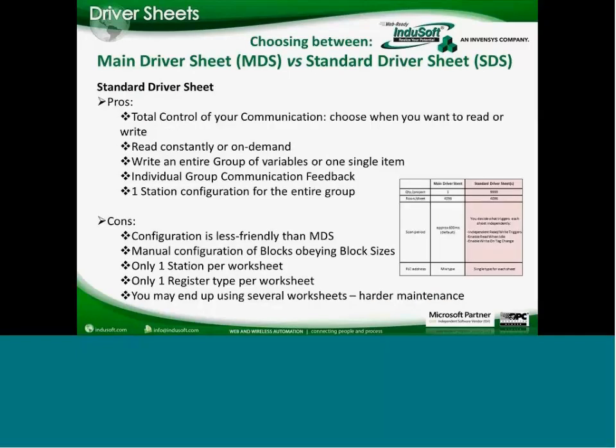When you go to the standard driver sheet, you start with the pros. You can have total control of your communication. You can have tags on those fields for the read trigger and for the enable read when idle, and during your application you enable the communication or not to that specific group. You can read constantly or on demand, and constantly, as you can see, can be pretty fast. You can write an entire group of variables using a read trigger. That's very helpful when you're sending a bunch of parameters, very common when you're using recipes. And you have the feedback for each group in the fields we have, the read status and read completed.